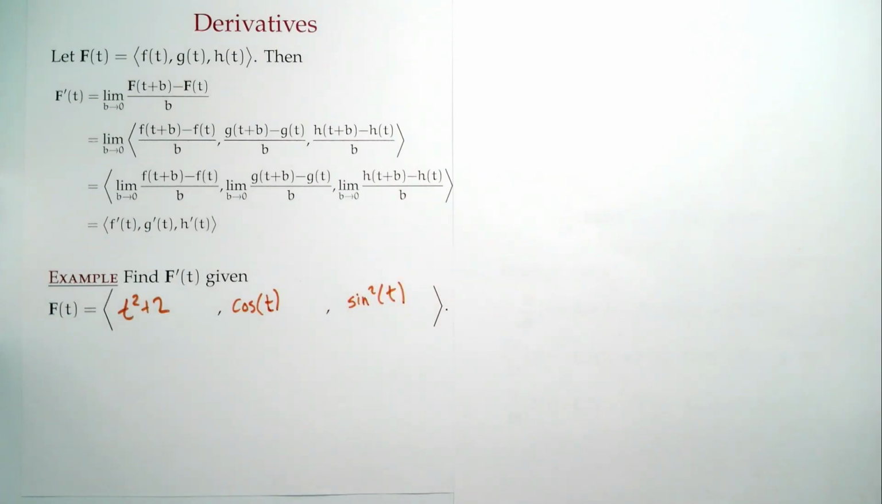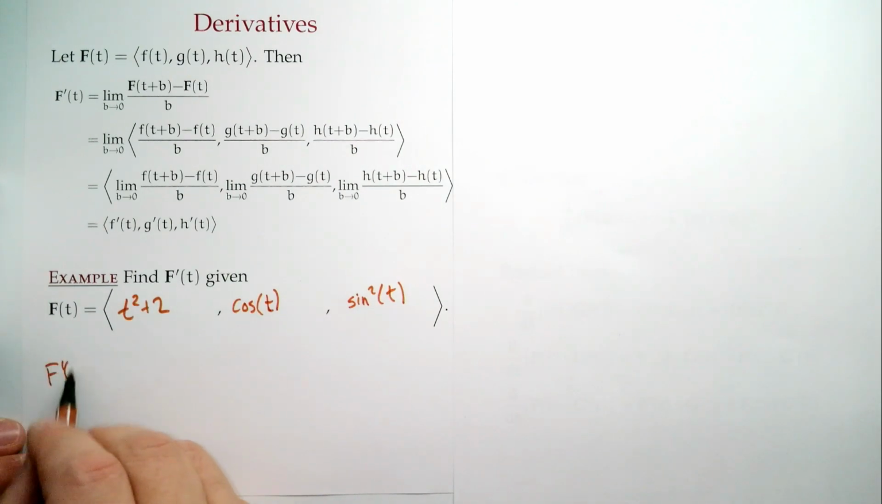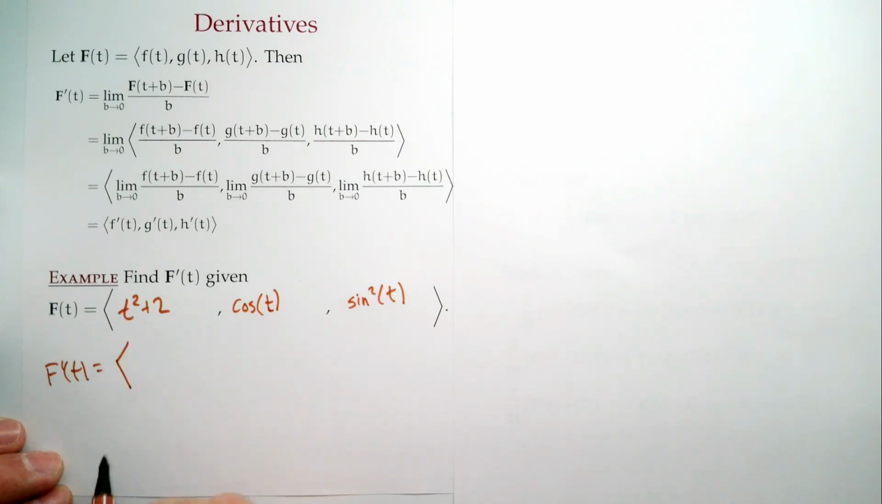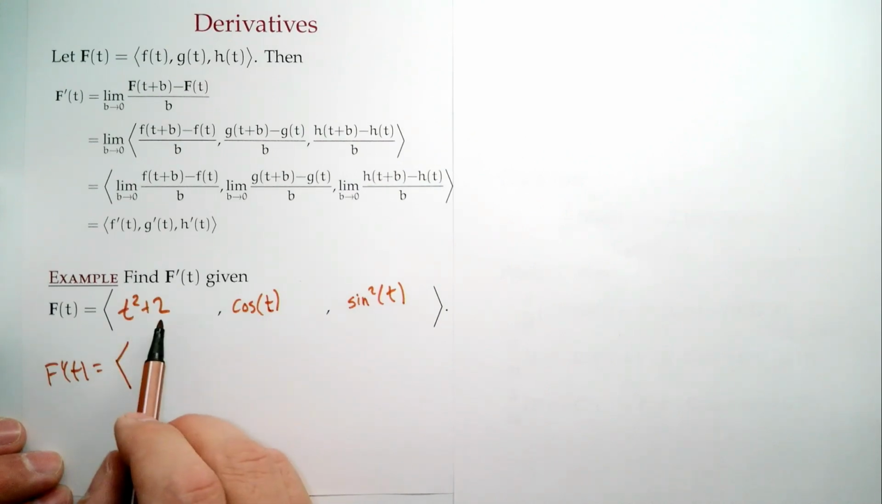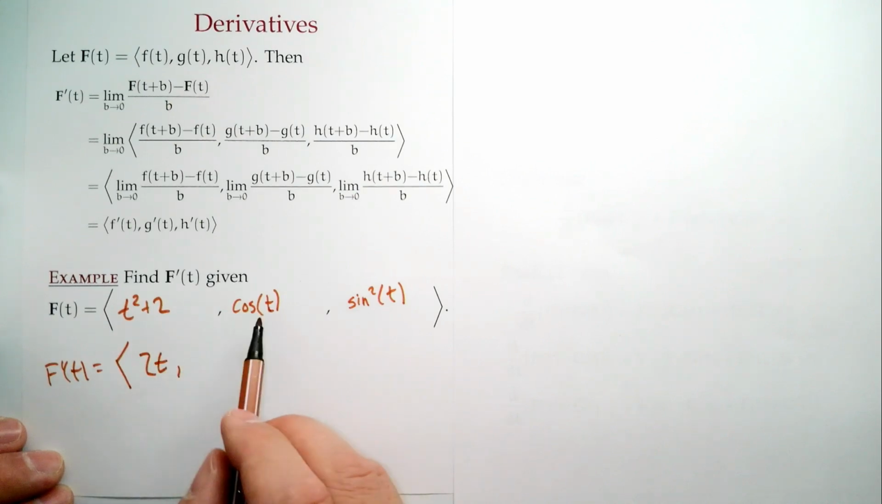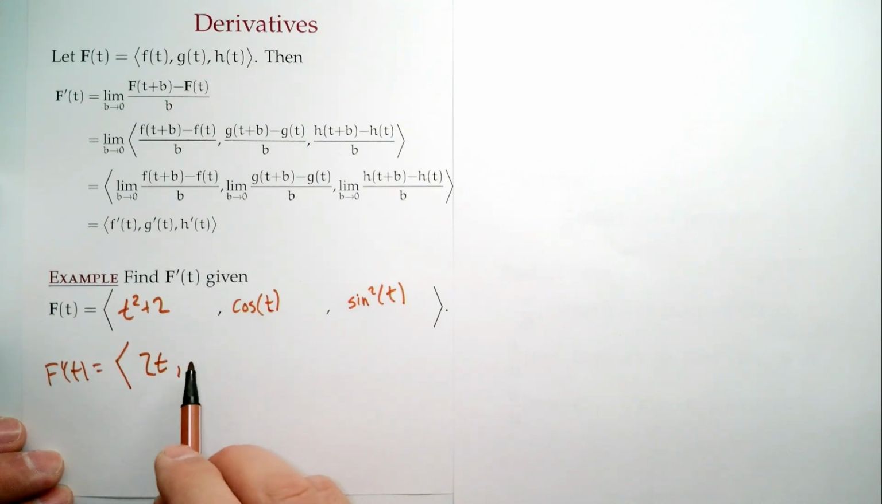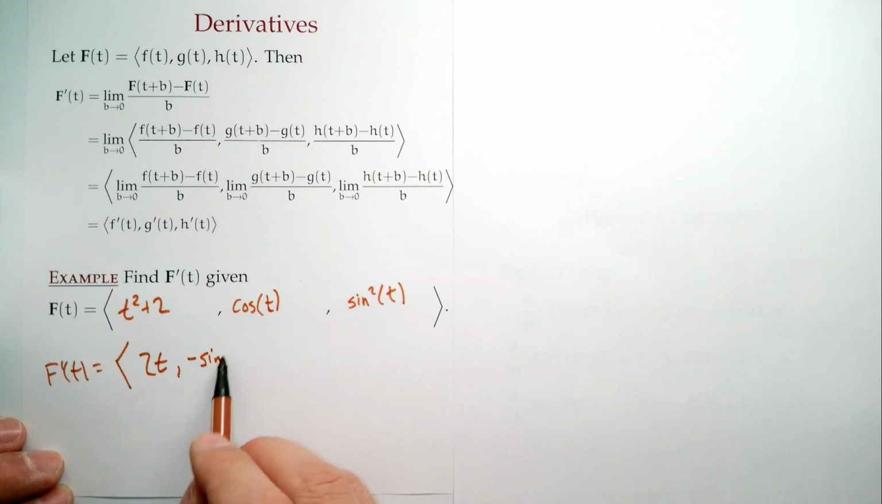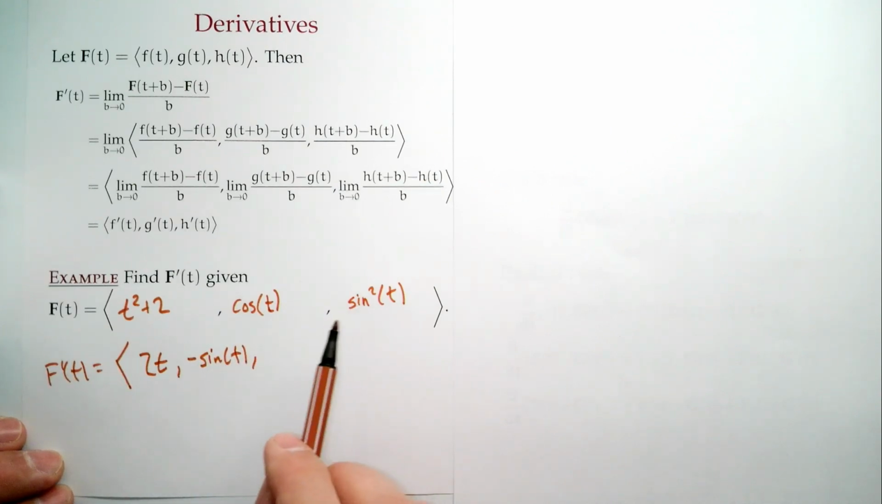All right. So, what's f prime of t? Well, f prime of t, you go through it entry by entry. The derivative of t squared plus 2? 2t. Derivative of cosine of t? Negative sine of t. And the last, the derivative of sine squared of t.